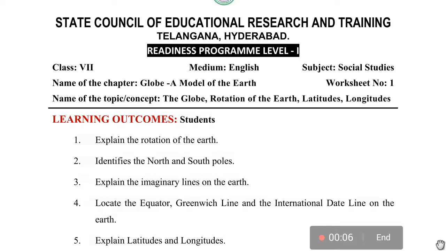SCERT Telangana Hyderabad Reading Program Level 1, 6th Class English Medium, Subject Social Studies, Worksheet 1. Name of the chapter: Globe, a model of the earth. In this lesson we will see the government worksheet, the first worksheet, with the learning outcomes for students.